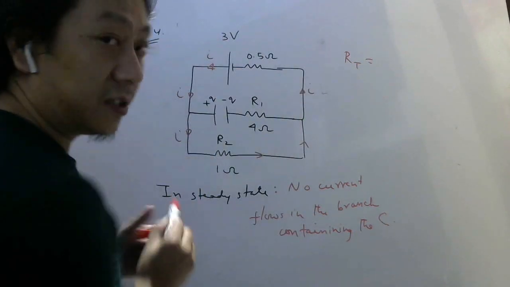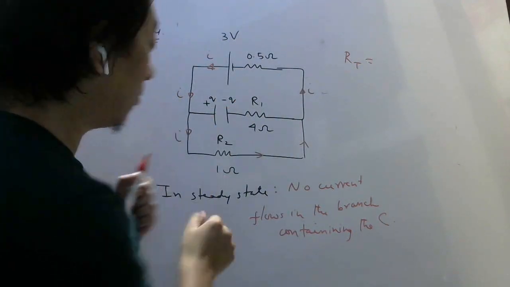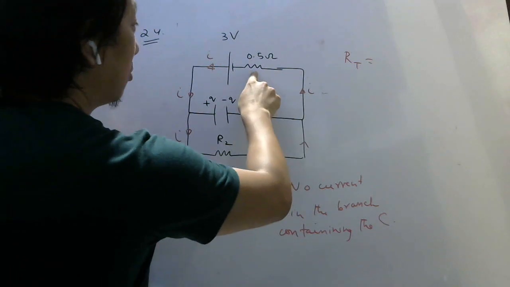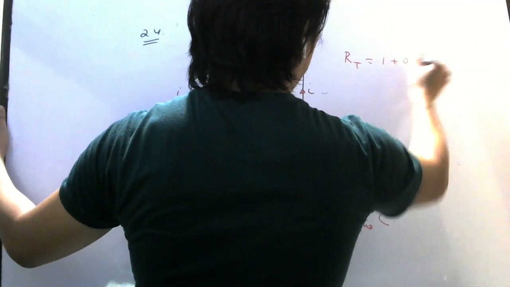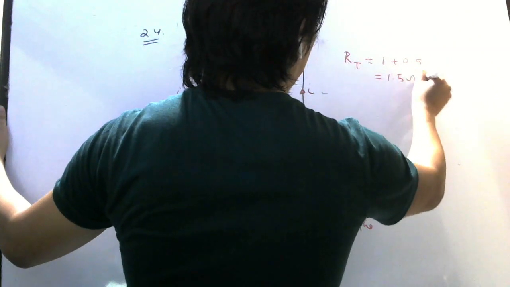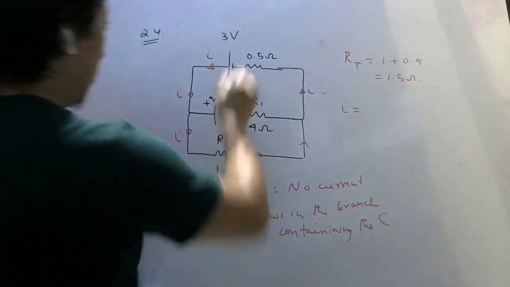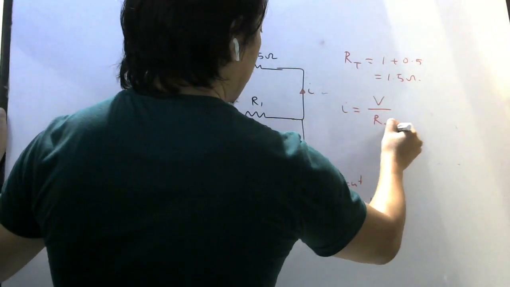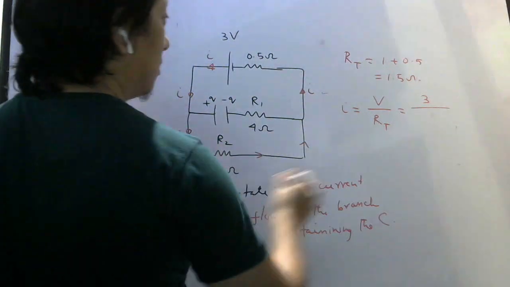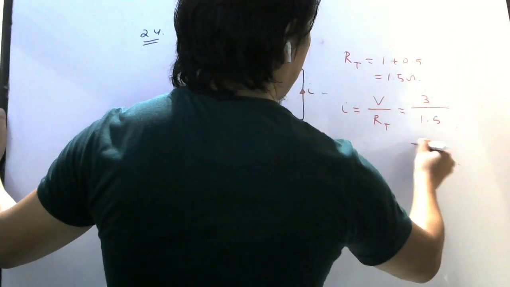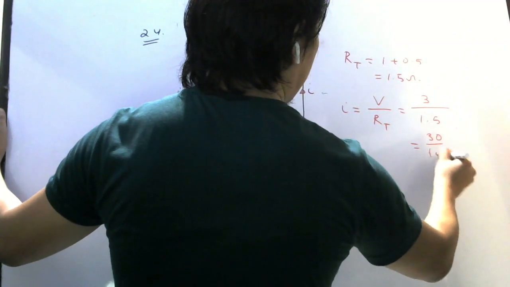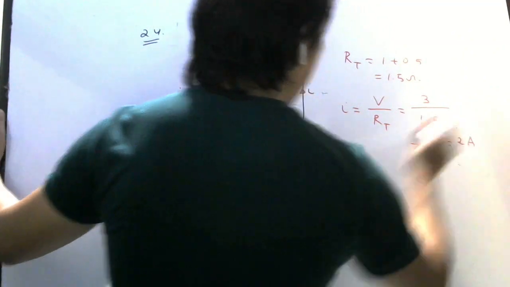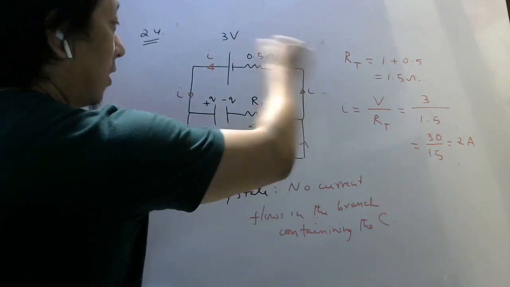So total resistance felt by the current will be what? This 1 ohm and this 0.5. So total will be 1 ohm plus 0.5, 1.5 ohm. So current will be applied voltage divided by total resistance. What is the applied voltage? 3. And total resistance is 1.5. It is 30 by 15. So 2 ampere. So 2 ampere current is flowing here.